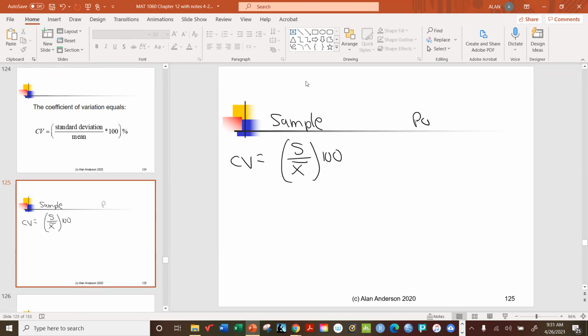For a population, it equals sigma over mu. And you can see it's the same formula in both cases. The notation is the only thing that's different.